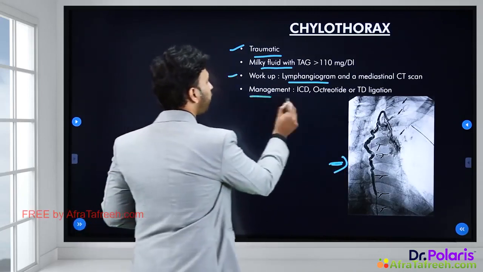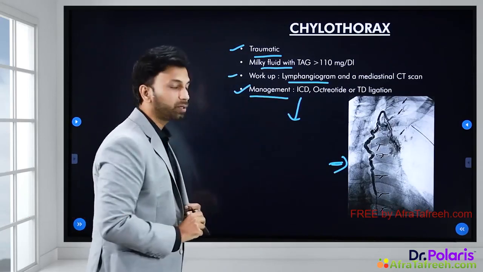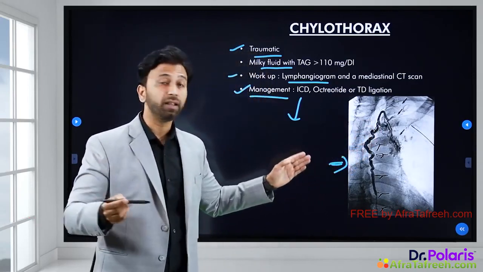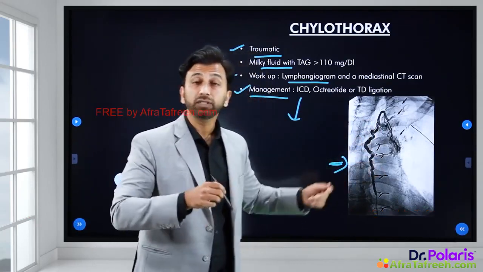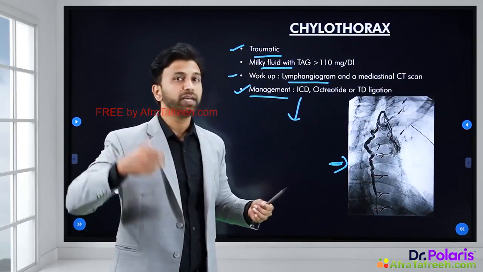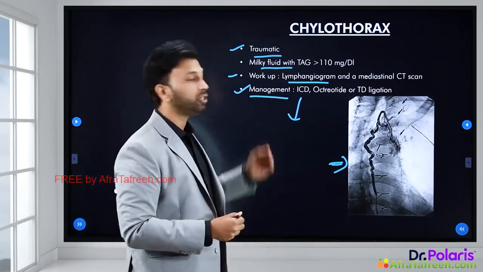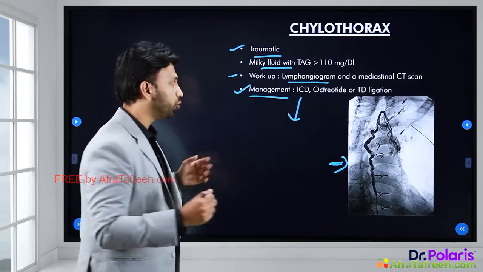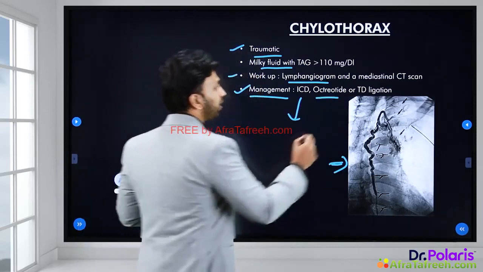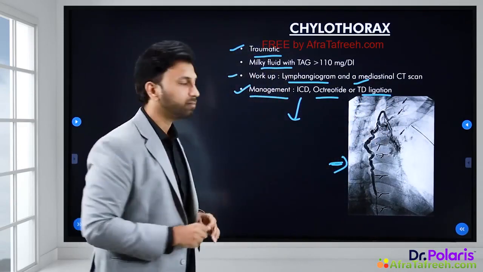Now, the management of chylothorax is putting an intercostal drainage tube. Because once there is a damage to the thoracic duct, it will take its own time to heal. So a therapeutic or a diagnostic tap will not be the answer, because once you tap and remove all the fluid, there is soon a collection of pleural fluid. There is a recurrent pleural effusion. That is the reason why you need to put an intercostal drainage tube. Octreotide has been used to reduce the collection, and for non-responders, you can do a thoracic duct ligation.